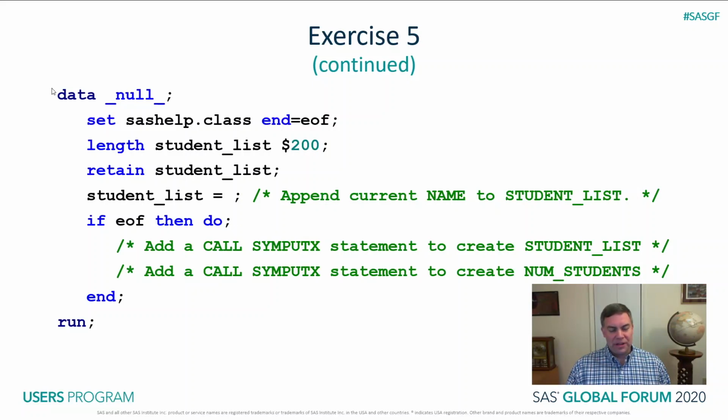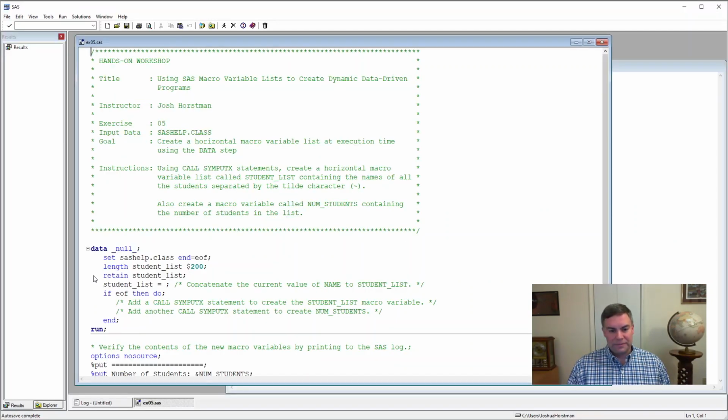Most of the data step is already put here for you. We just have to add a few things. So we have our set statement, our length and retain statements, and we have the beginnings of this assignment statement, student_list equals, and now we need to add some logic to concatenate or append the current name to student list so that we can build this string piece by piece. And then we're also going to need to add these two CALL SYMPUTX statements inside of this if-then block at the bottom. So let's go over to SAS, and we will do that.